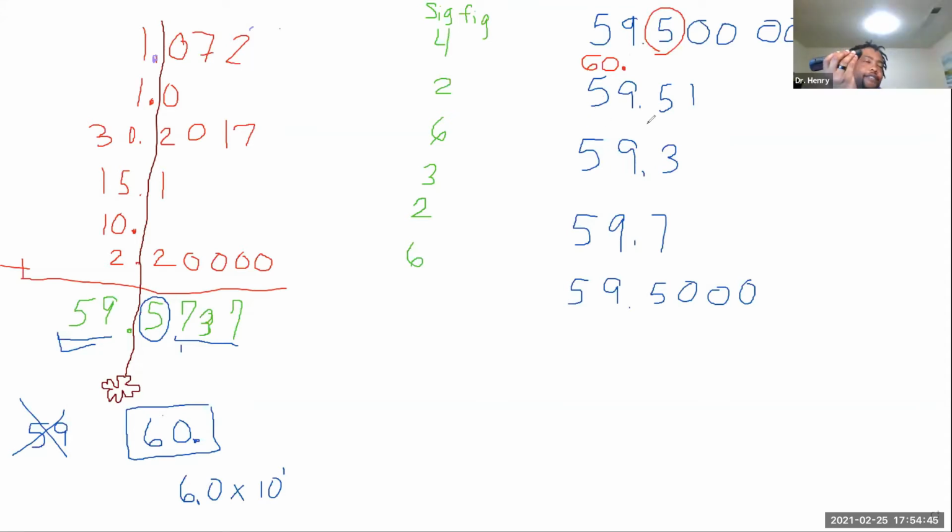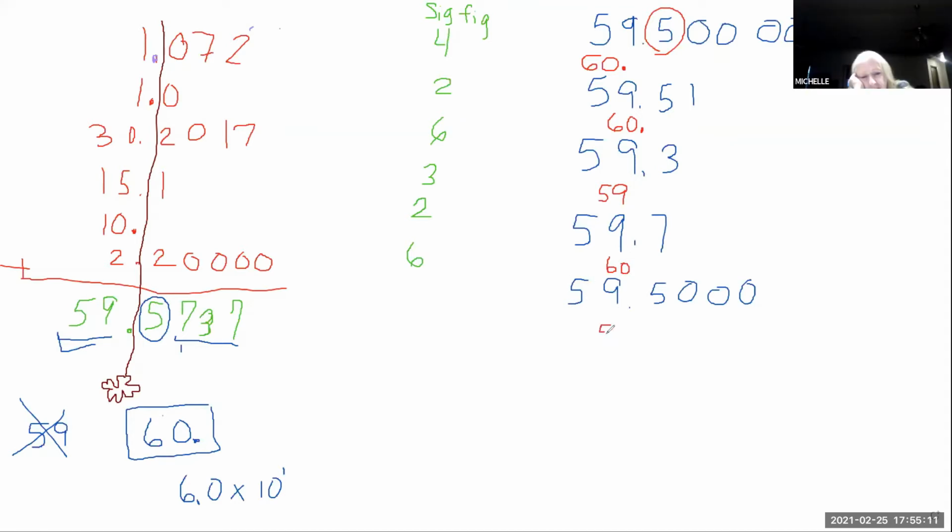What about this guy? 60. We round up. What about this guy? 59. Yeah, 59. What about this guy? 60. And what about this guy? 59.